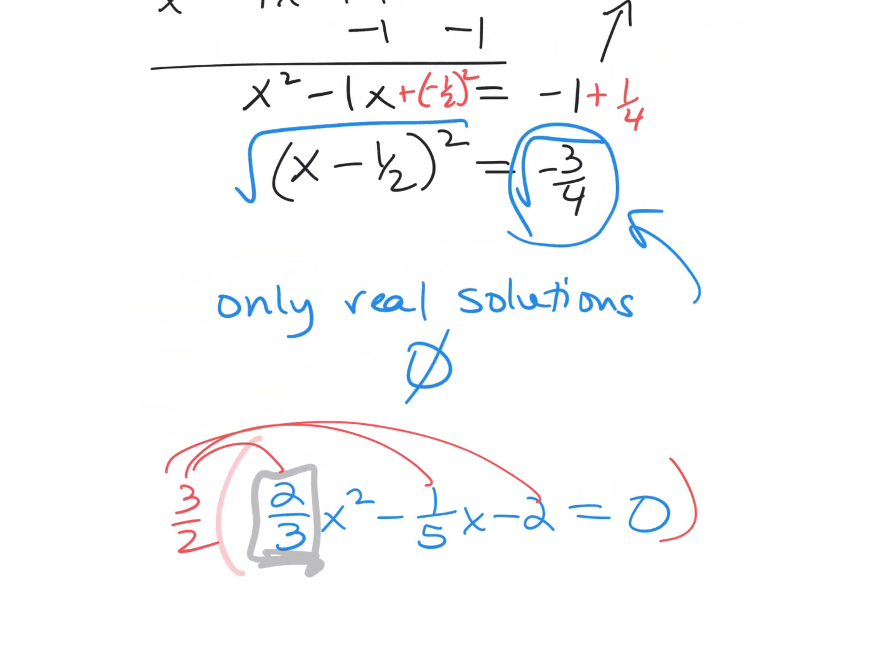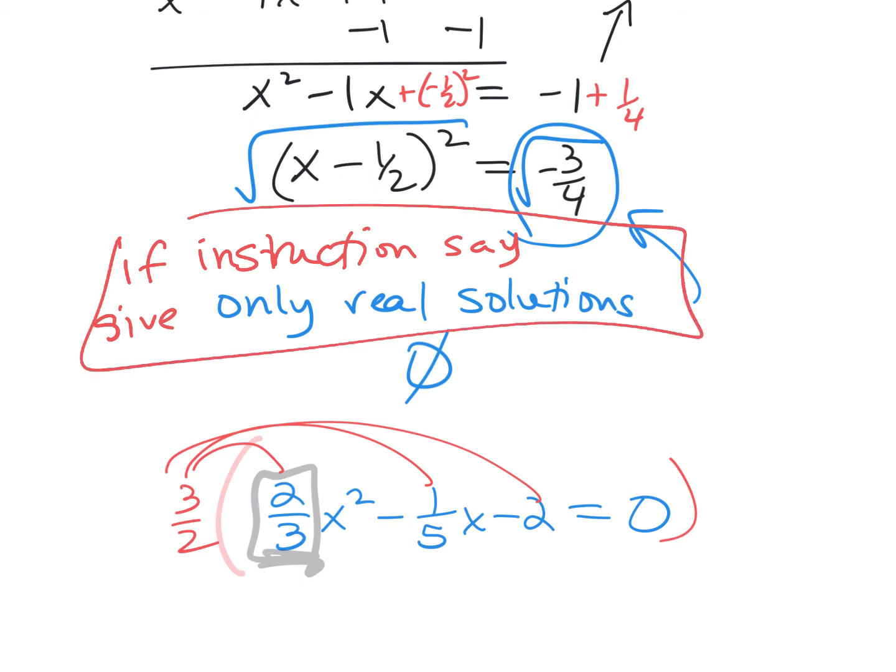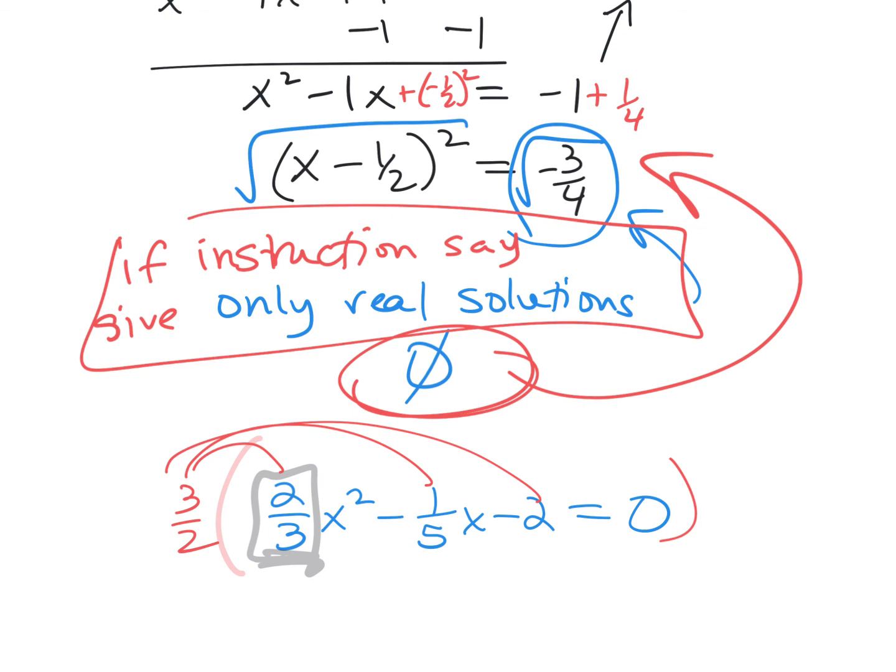So if the instructions say give only real solutions, then your answer to this problem is no solution. And you're going to get that in the homework tonight, or that's due Friday. Just read. I don't know if they want you to type in no solution or DNE. Just read the questions. And that is it for completing the square. Pretty good?